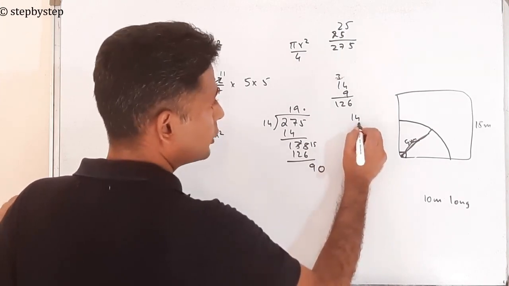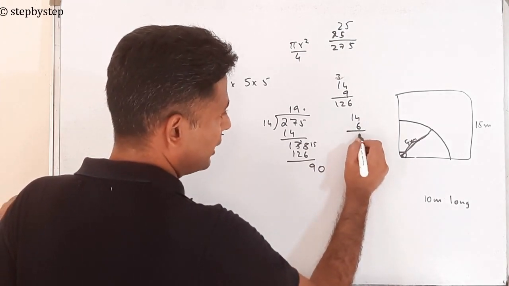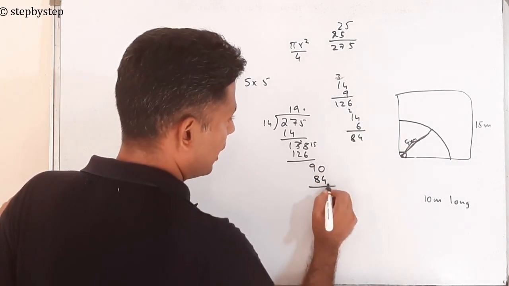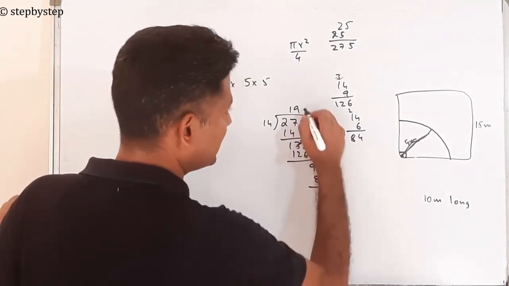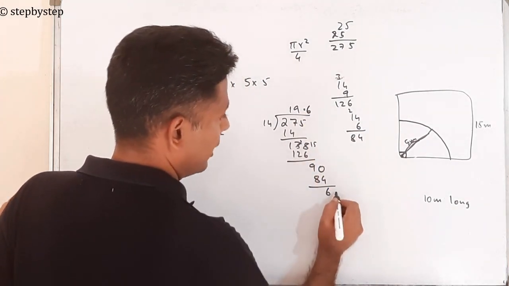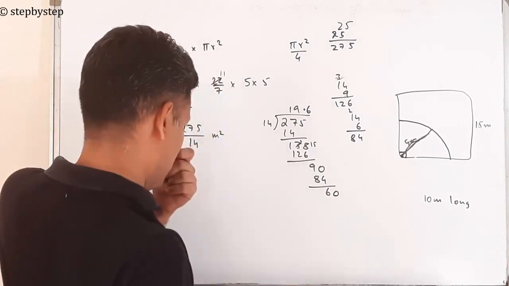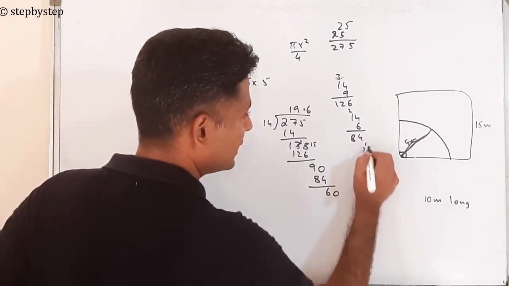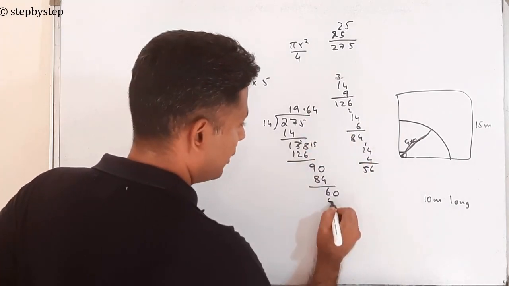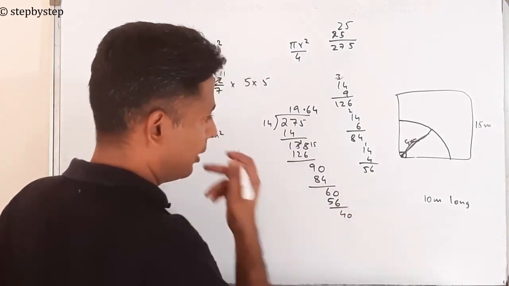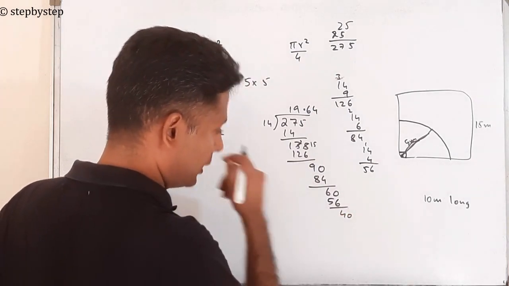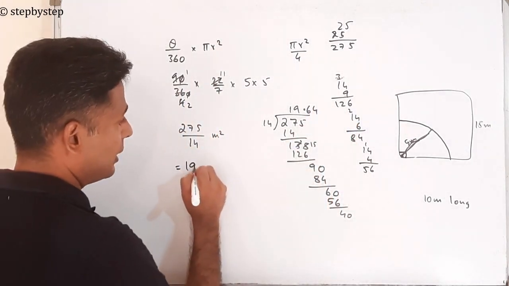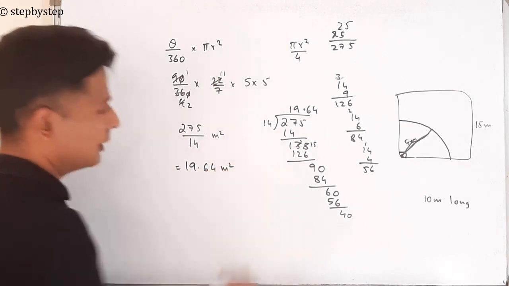So 0.0, 90. For 90 we might have to go to 14 into 7, still will be more. So 14 into 6, 84, and again I get 90 minus 84 is 6. So 60, 14 into 4 is 56, I get 40, 14 into 3 is 42, so okay, I'll do it only up to 2 decimal points, so the answer is 19.64 meter square.